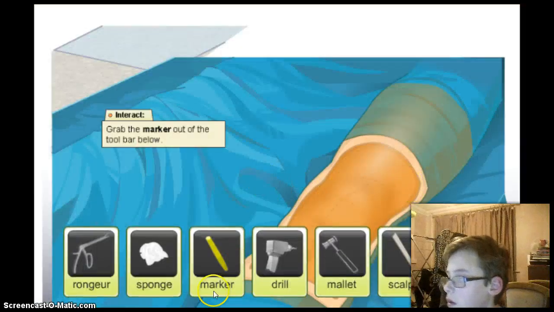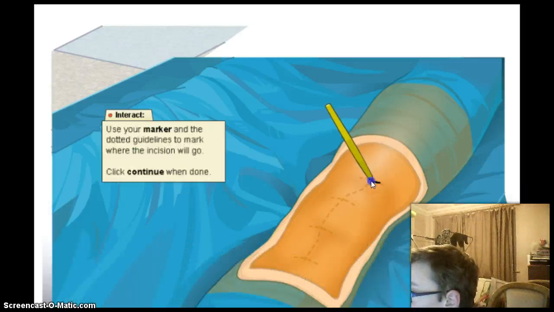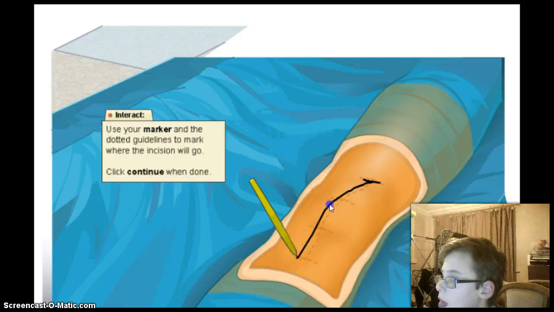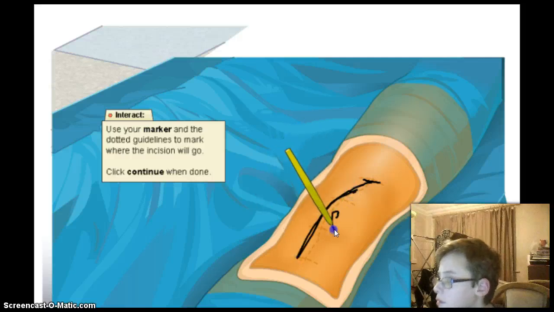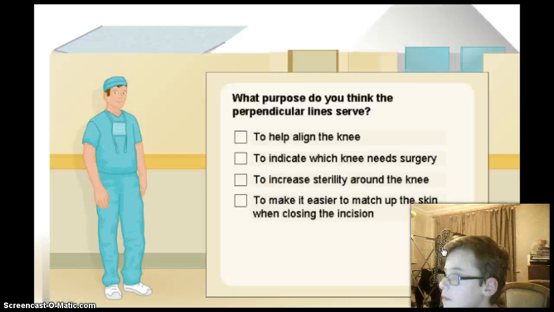Use the sterile marker to draw the location for our incision. And don't forget to mark the perpendicular lines too. Typically, the incision line is 6 to 7 inches long. What purpose do you think the perpendicular lines serve?